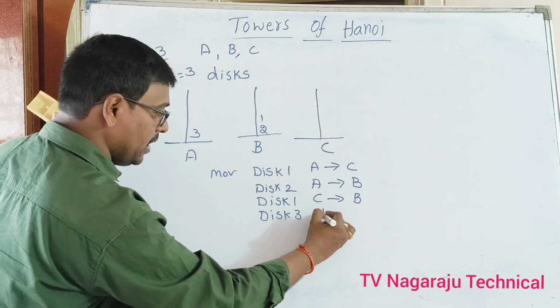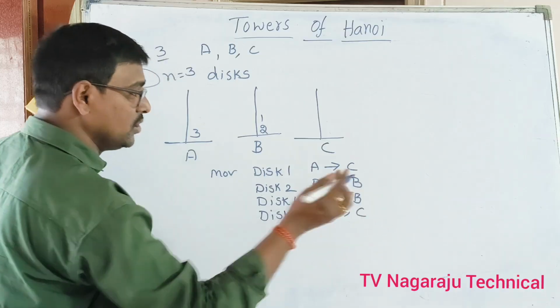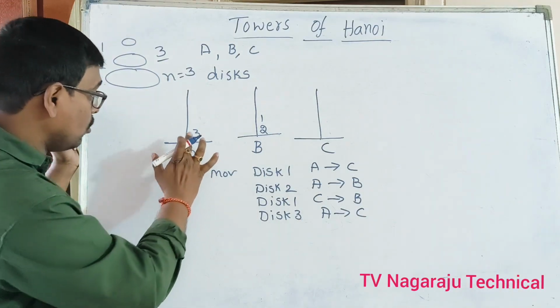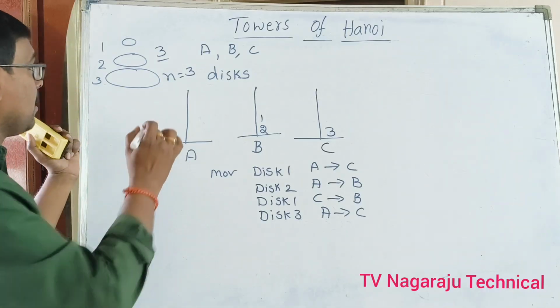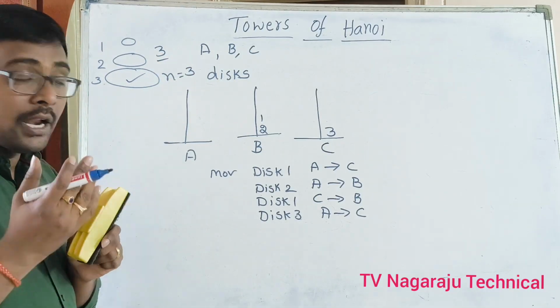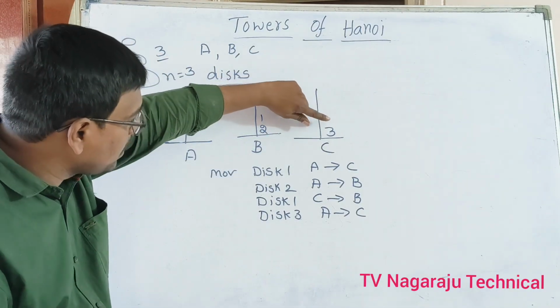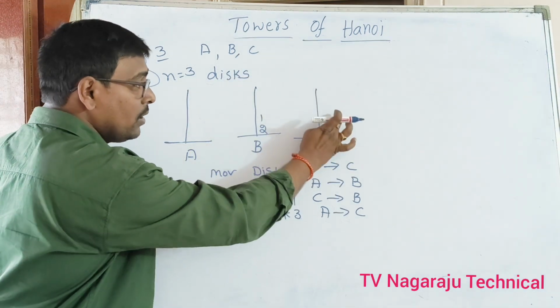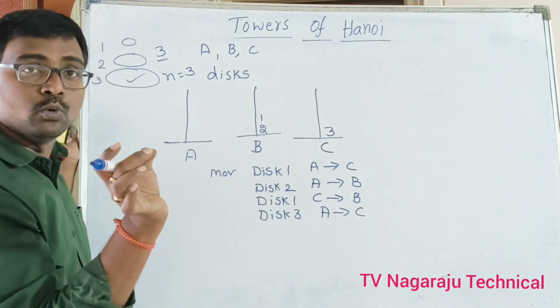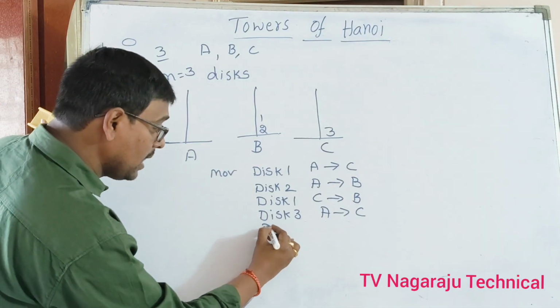Now, disc 3 is moved from A to C. Now, 3 is at this position. My first one is completed. Now, your aim is you need to place 2 above 3, and 1 above 2. But if you are moving 1 here, there is no place for 2. That is the reason what I am doing.